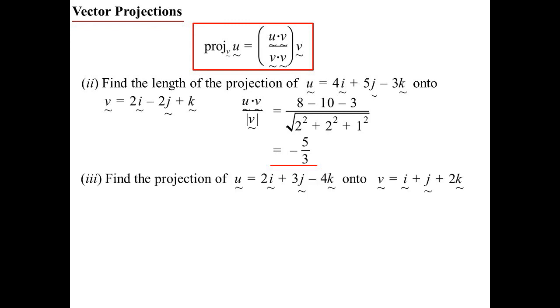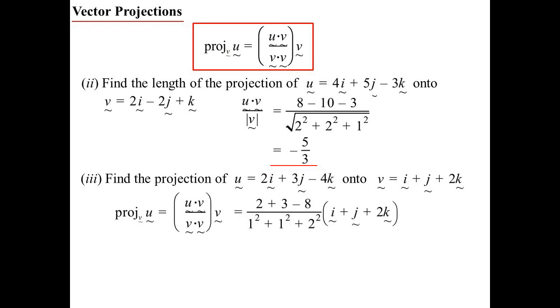Okay, but if we actually have to find the projection itself, u dot v on v dot v times v. Basically, we're just plugging into that formula: 2 plus 3 minus 8 over, well, v dot v, remember, is the same as magnitude of v squared. So 1 squared plus 1 squared plus 2 squared. Multiply it by the vector we're projecting onto, and there it is. It's 3/4 times i plus j plus 2k.